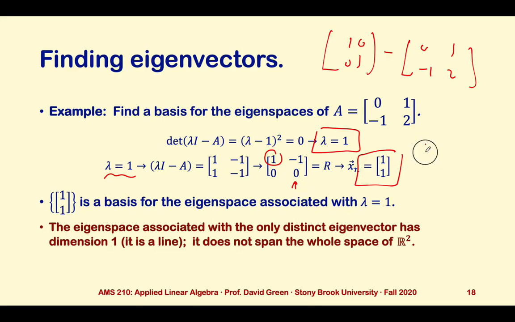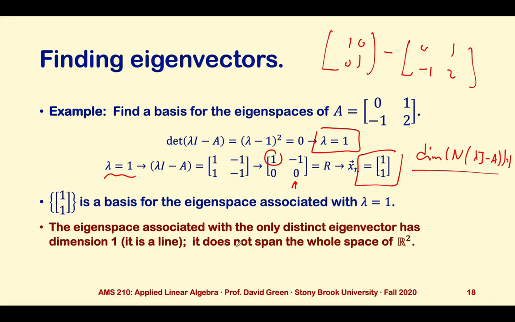Now there's only one free variable. That means that the dimension of the null space of lambda I minus A is 1. One free variable, a one-dimensional null space. The set of solutions lies on a line. We have a basis of one vector. This is the only eigenvalue. That means we can't find any other eigenvectors. The only eigenvectors for this matrix are scalar multiples of this single vector.